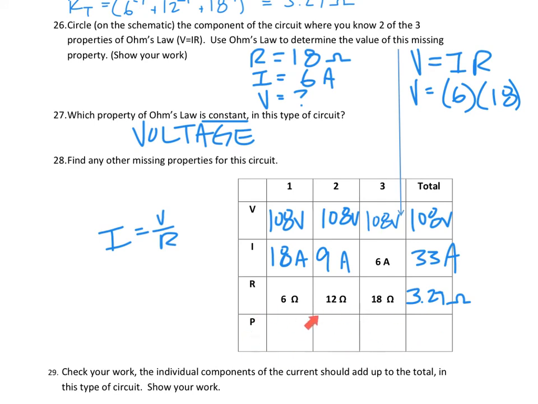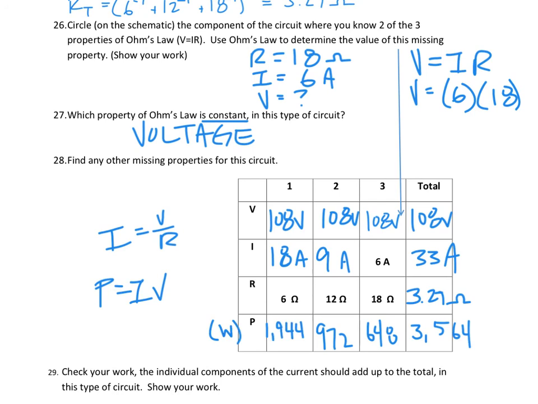And my last step is to find power. And power is I times V. If I is 33 and V is 108, when I multiply I times V, I get 3,564. When I take I, which is 6, and multiply it by 108, I get 648. When I take I times V, 9 times 108, I get 972. And lastly, when I take I times V, 18 times 108, I get 1,944. And these are all measured in watts.